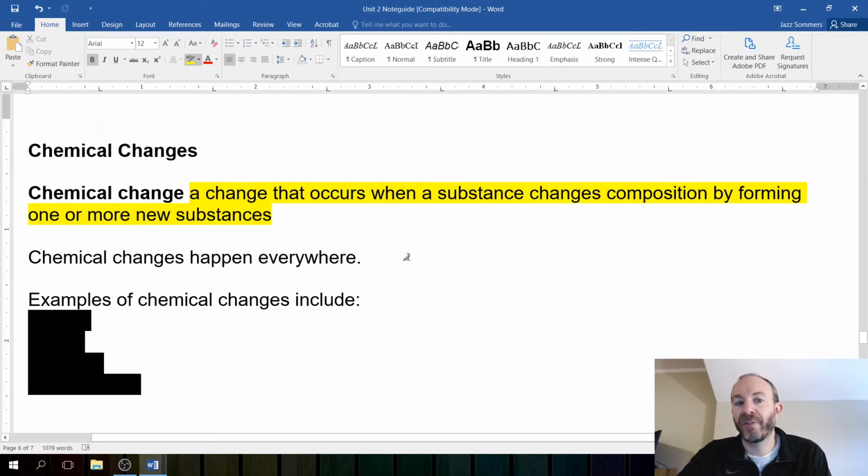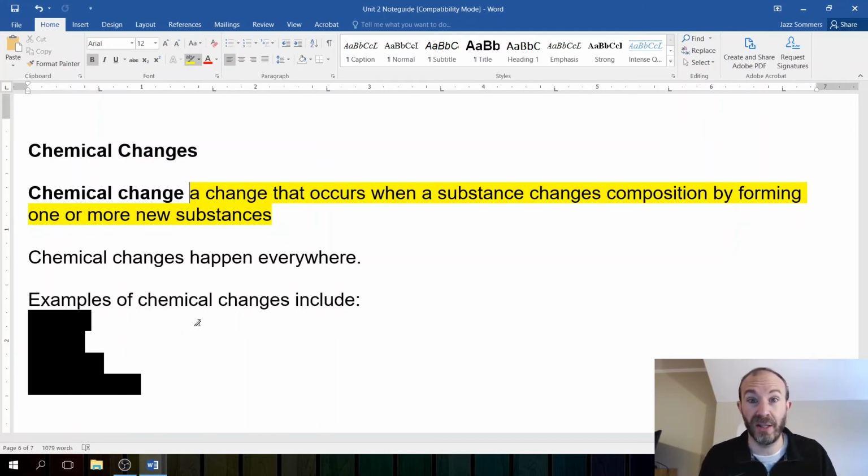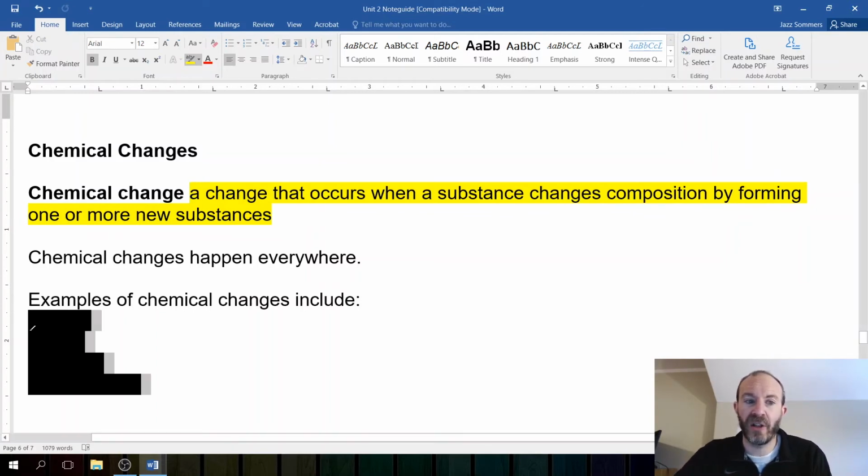Chemical changes happen everywhere. And so that's what makes them very easy to talk about. Like, for example, digesting your food or brushing your teeth or the leaves changing color and falling off trees. Those are all chemical changes, and you can see them happen in your everyday lives. Here's some other ones.